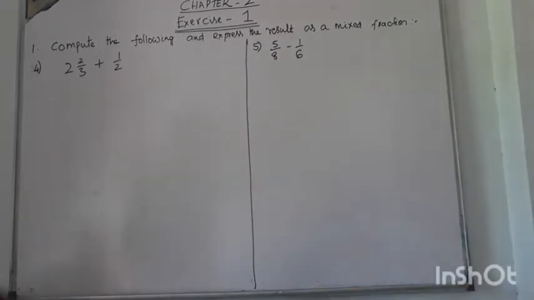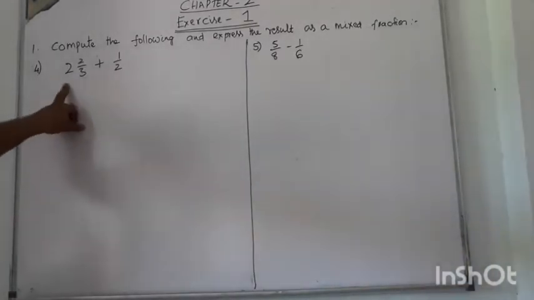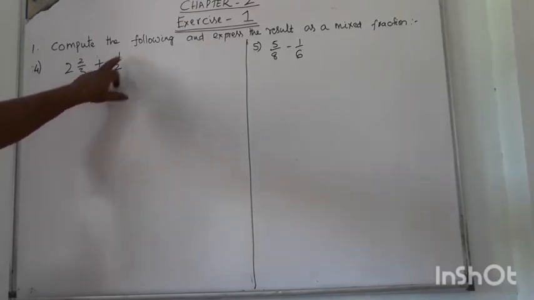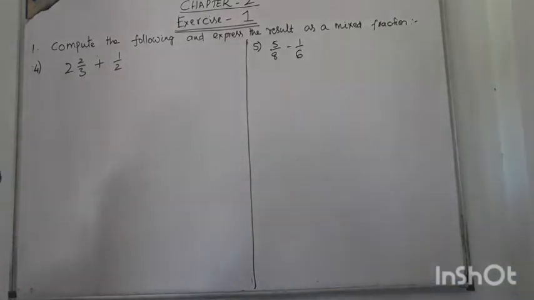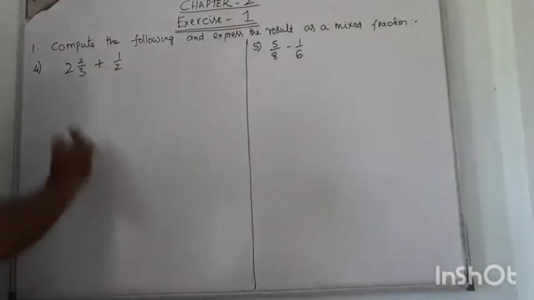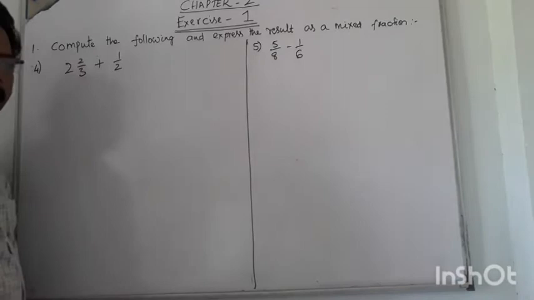Yes, coming to the next sum, the fourth sum. They have given 2 and 2 by 3 plus 1 by 2. Already one mixed fraction they have given and another proper fraction they have given. They asked us to combine these two and write in the form of a mixed fraction.